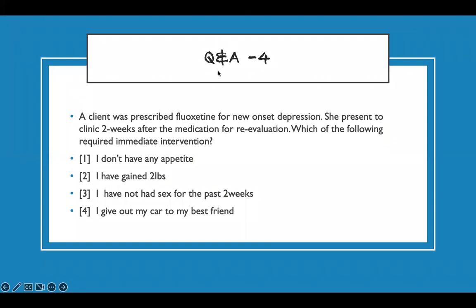Same thing. Which of the following requires immediate intervention? Something I have to be sharp about. This is a prioritization question. A client was prescribed fluoxetine for a new onset of depression. She presented to the clinic 2 weeks later for re-evaluation of the medication. So this is a bunch of information. You break it down. What is the hack? It's immediate intervention. Then you ask yourself, what is the case? Patient with depression, prescribed an SSRI. That's all. I'll make it easy.